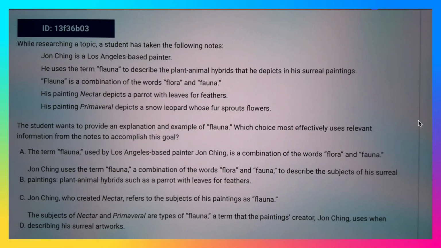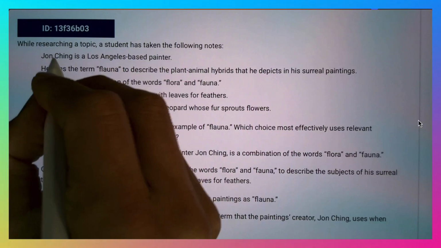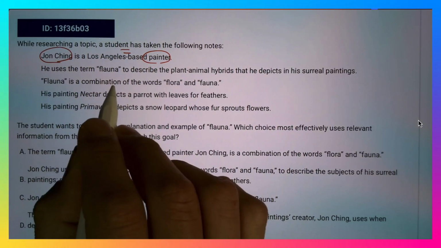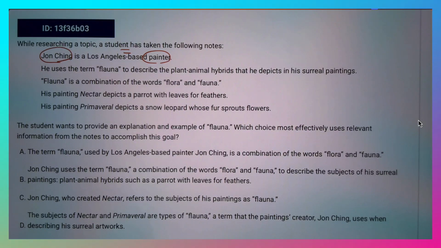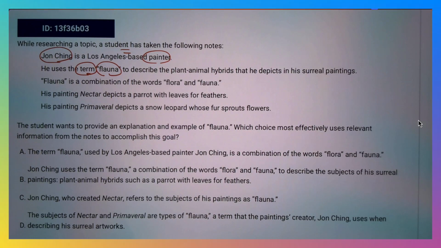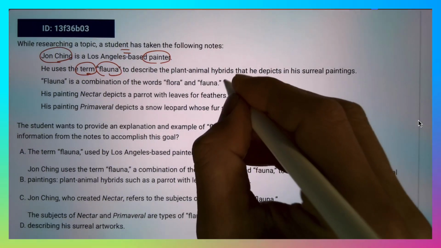Okay, let's break it down. We have John Ching, who is a painter. He uses the term fauna to describe the plant-animal hybrid that he depicts in his surrounding paintings. Okay, so he used the term fauna. Fauna is a combination of the words flora and fauna, so that's the definition.